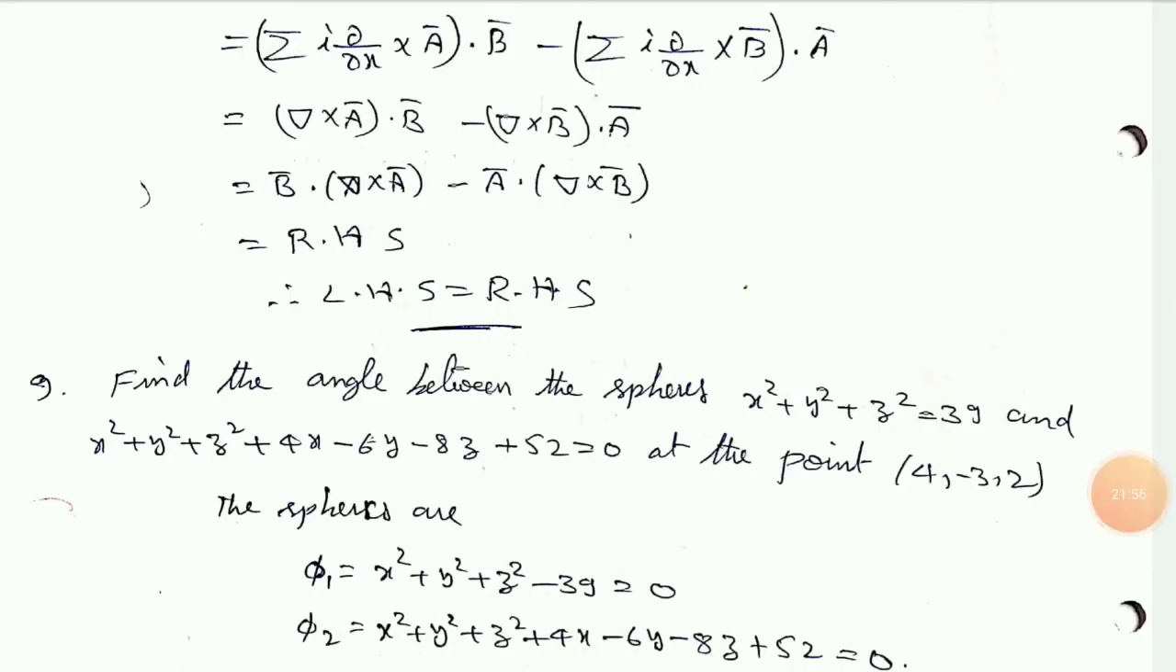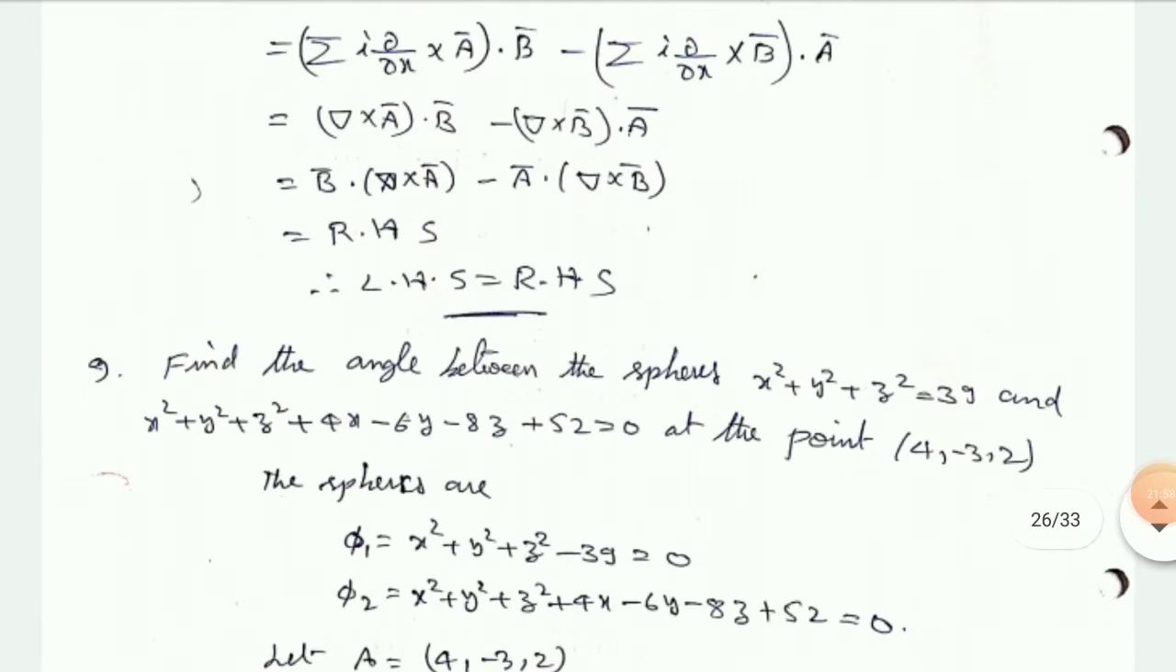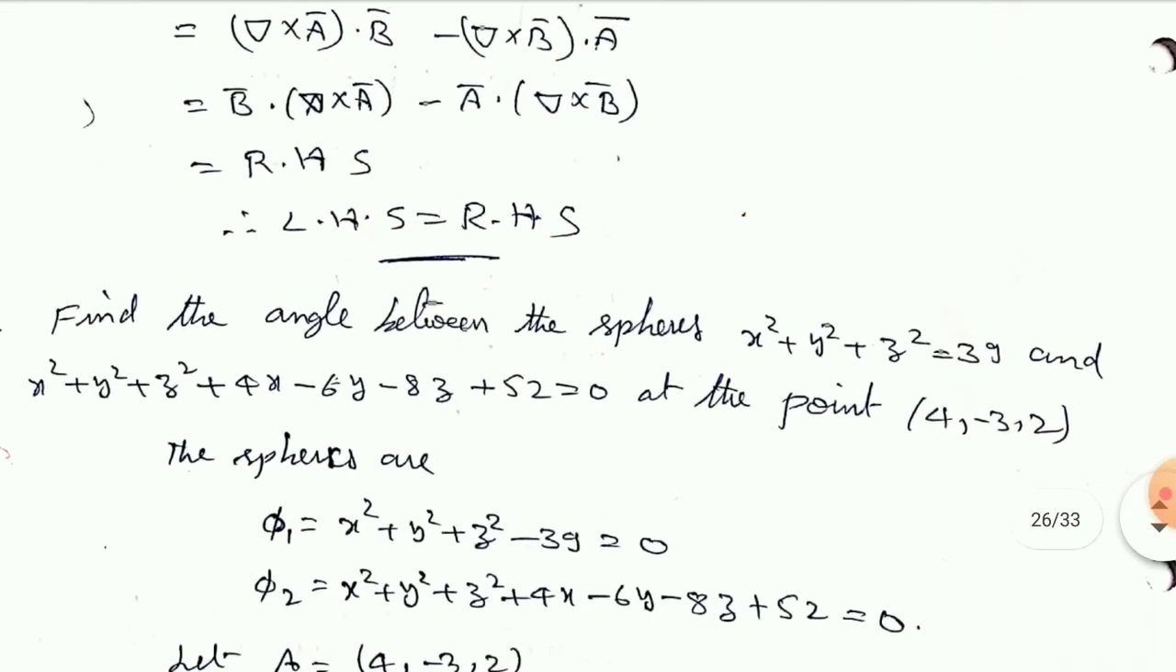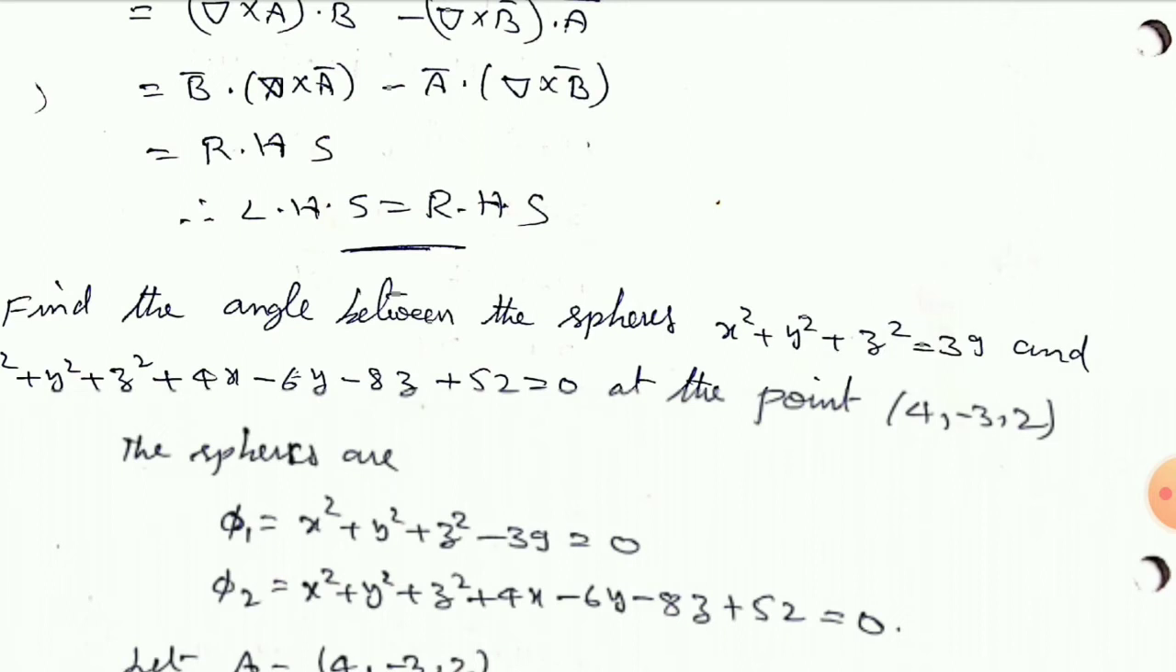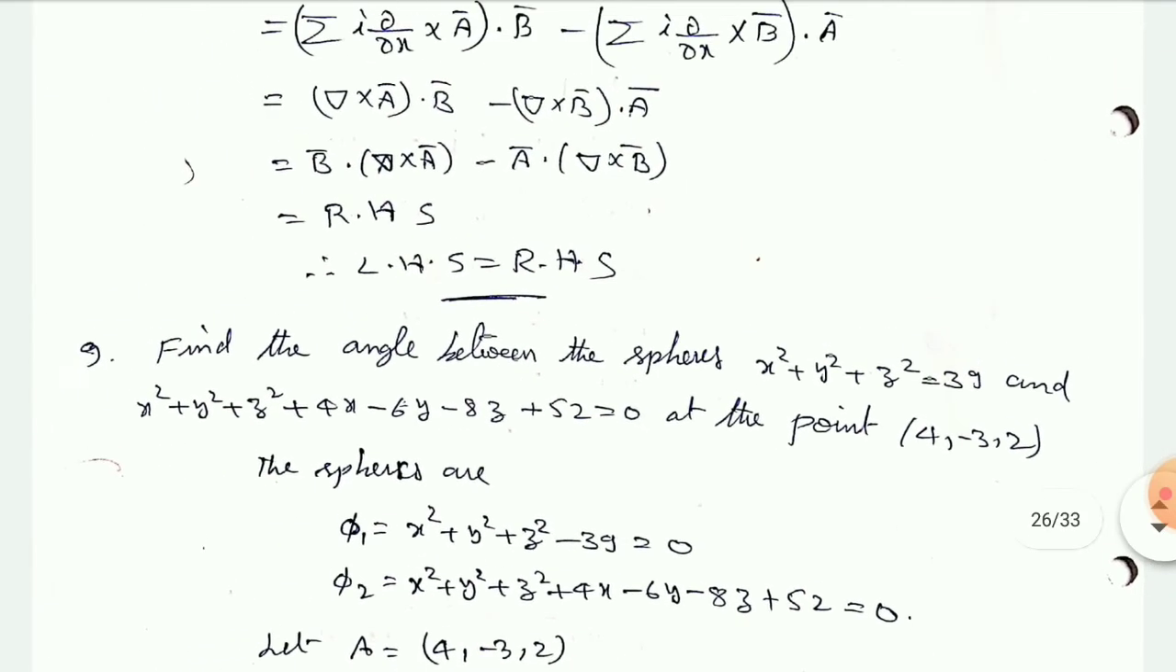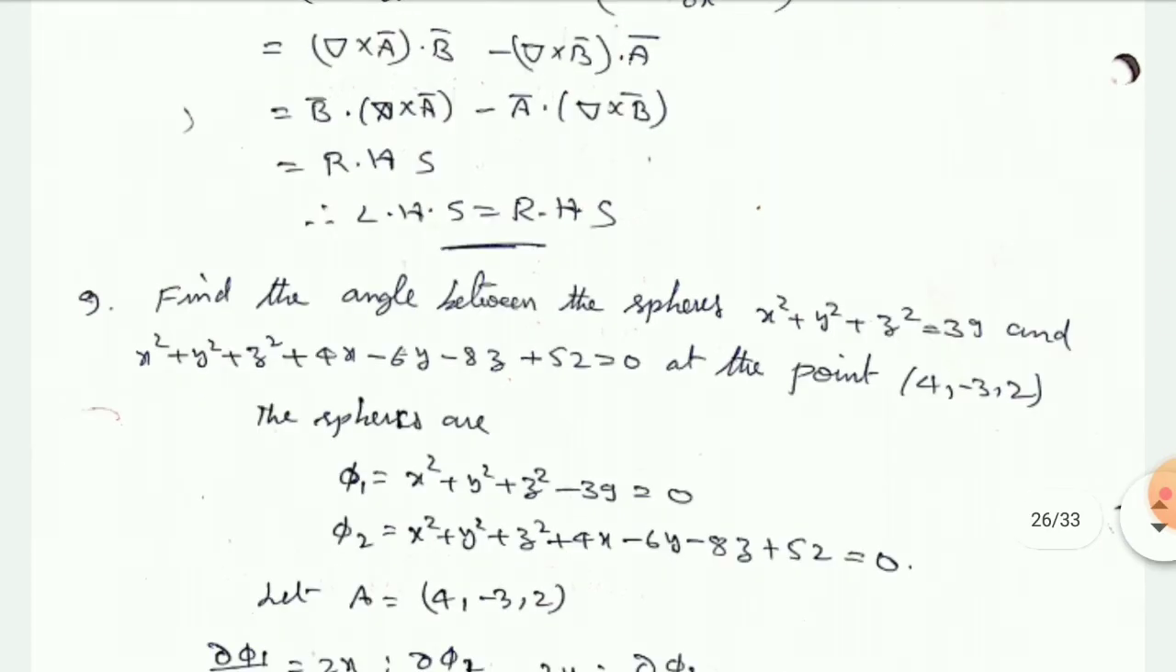So it is ninth A bit. Find the angle between two spheres: x square plus y square plus z square equal to 39, and x square plus y square plus z square plus 4x minus 6y minus 8z plus 52 equal to 0 at the point (4, -3, 2). This we previously calculated, it is the angle. To find that, we require two vectors. Already two separate scalars are given here.